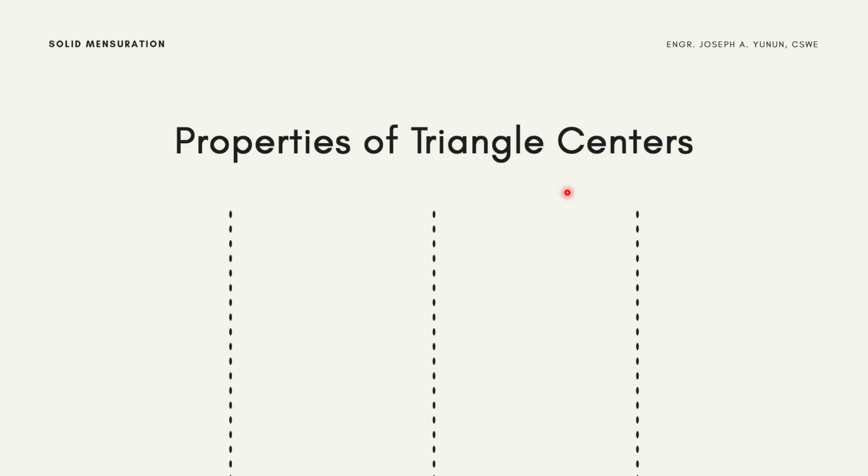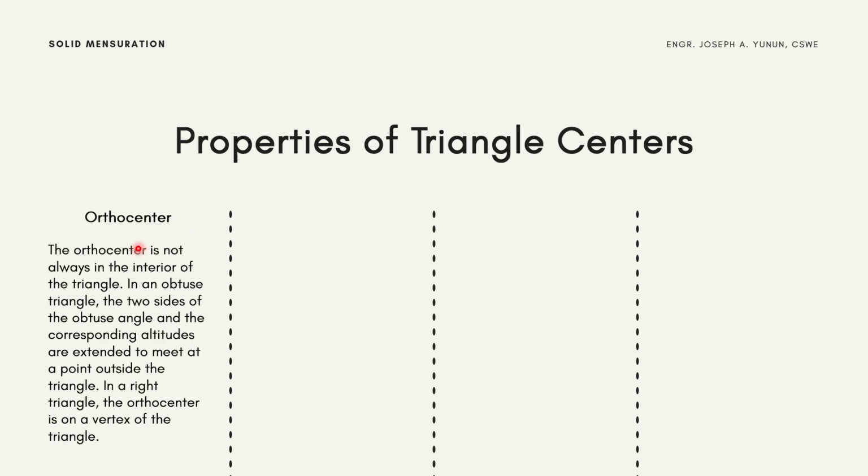Properties of triangle centers, you have the orthocenter. This has been discussed. So the orthocenter is not always in the interior of the triangle. Probably this is one of the facts. In an obtuse triangle, the two sides of the obtuse angle and the corresponding altitudes are extended to meet at a point outside the triangle. While in the right triangle, the orthocenter is on the vertex of the triangle.